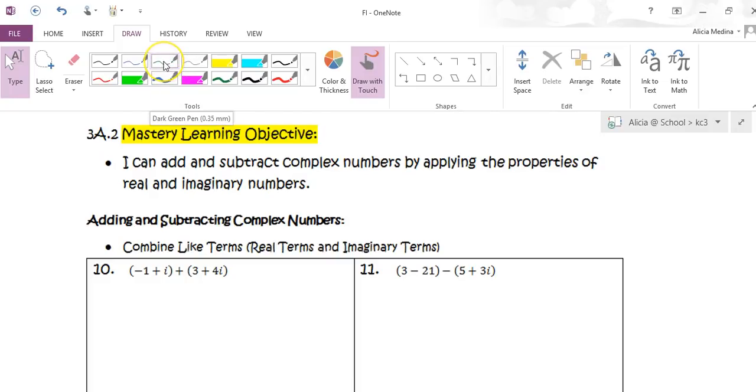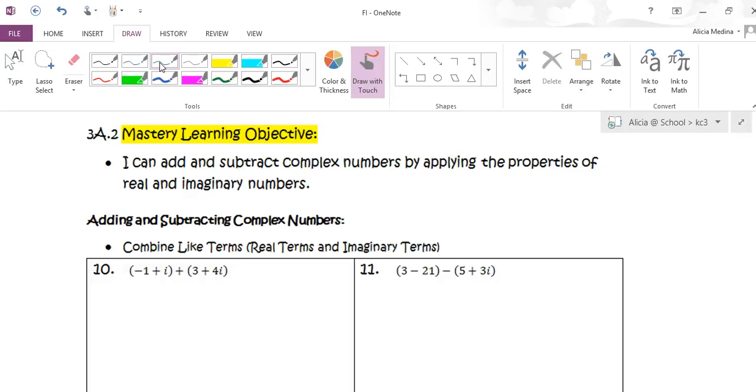Hey guys, in this video we're going to be covering Target 3 8.2, and we want to be able to add and subtract complex numbers by applying the properties of real and imaginary numbers. So adding and subtracting complex numbers, things that have that i, is very similar to when we didn't have an i, right? When we just had a normal variable. So you basically are just combining like terms. Real terms with real terms, meaning constants with constants, and imaginary terms with imaginary terms.